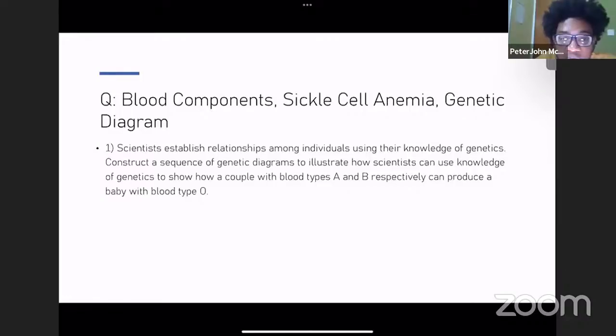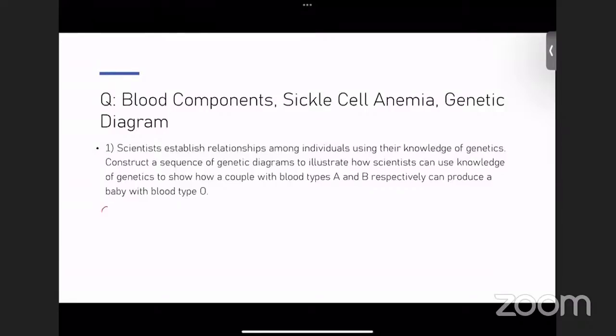Okay, guys, let's do this. I'm going to just say I have no idea how to do this, so you guys have to walk me through it. So how do we start making a genetic diagram? You put the parents' genotype at the top. So what genotype are we crossing? So what did they say? AO and BO.